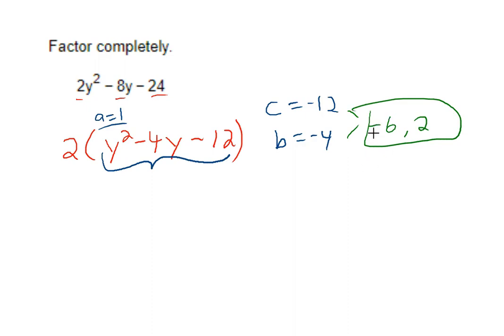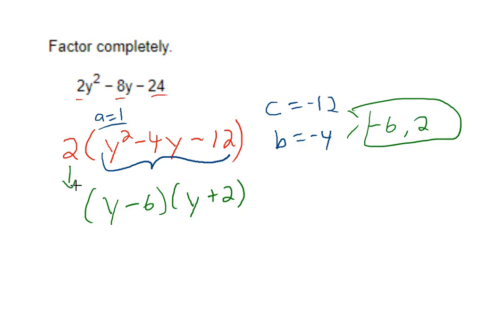Right. That multiplies to negative 12, but when I add those together, I get negative 4. And the shortcut is, these are the two numbers that are going to be in my two factors. So I'll have y minus 6 and then y plus 2, right? Negative 6, so I put minus 6 here, positive 2, so I put plus 2.